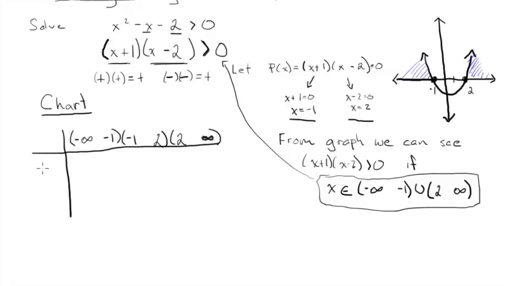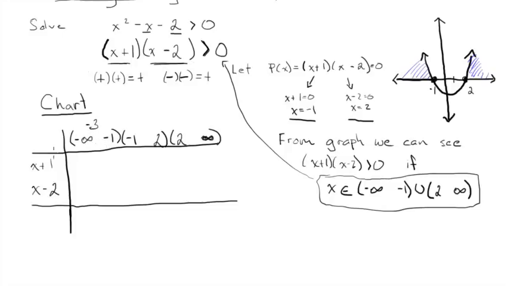Okay. Now along the right side, you're going to write the factors, x plus 1 and x minus 2. Now in the body of your chart, you're just going to figure out, are these factors positive or negative in this interval? So you're going to pick a number in this interval, any number, negative infinity to negative 1. So let's say negative 3. Right? Any number in between negative infinity and negative 1.